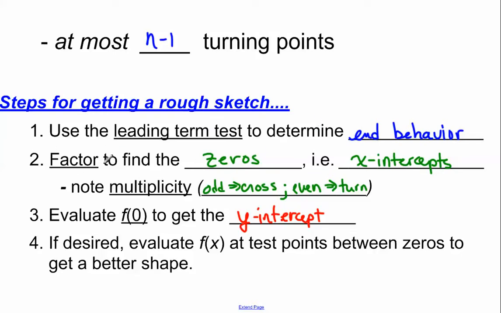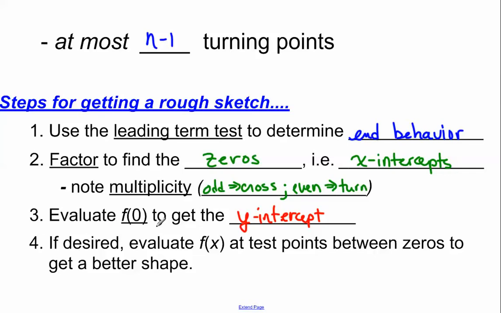Then we're going to factor, if necessary, to find our zeros. And once again, the zeros, as long as they're real numbers, are going to be where we see our x-intercepts. We're noting the multiplicity, which was the exponent on the factor. If that exponent on the factor is odd, we're going to cross at that x-intercept. If it's even, we're going to touch and turn around at that x-intercept.